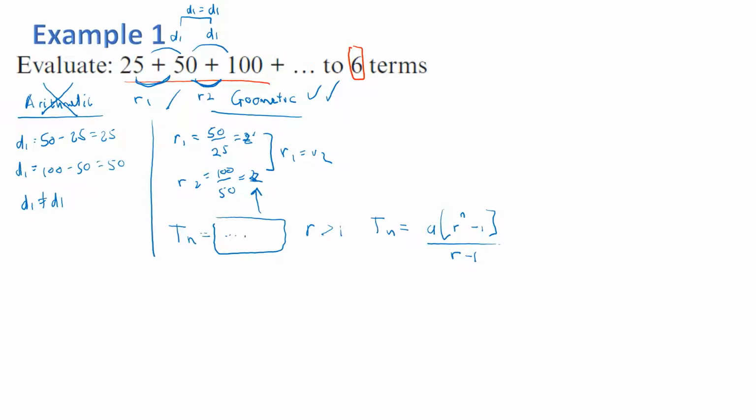Okay. And so I know a, a is just the first number in the series, that's 25. R I've calculated to be 2, and they've asked for the sixth term, t6, let me just write that correctly, minus 1, and r is 2 minus 1, and the sum here, well, you can go and compute that. I hope this is clear, but the only tricky part here is to determine whether it's arithmetic or geometric.